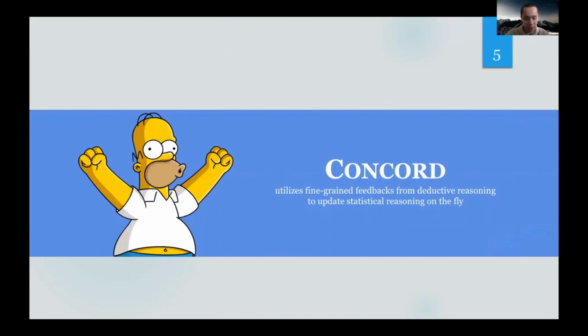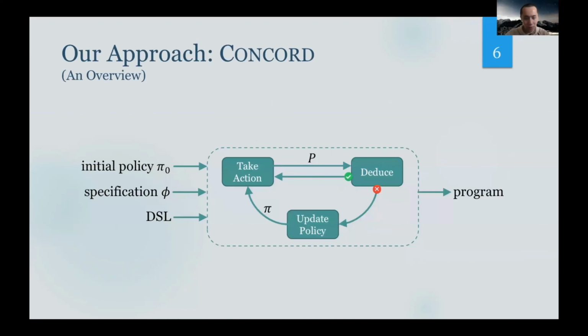So what exactly is Concord? Here's an overview picture of Concord. There are three components in Concord. The take action component will take into account an initial policy, which will be used to propose a partial program, or a program P. And this program will be fed into the deduce module. The deduce module will tell whether the program satisfies the user intent or not, and tell more details about the reason and provide further feedback.